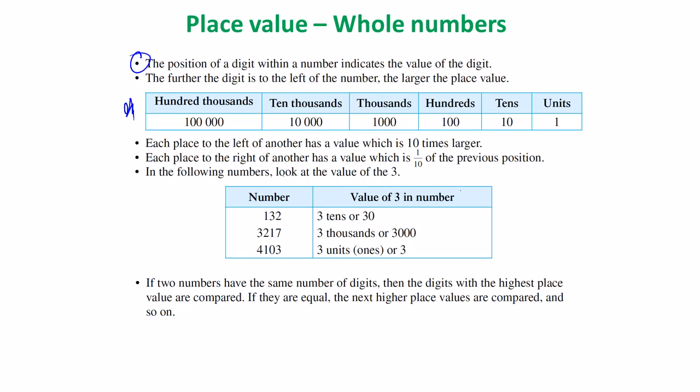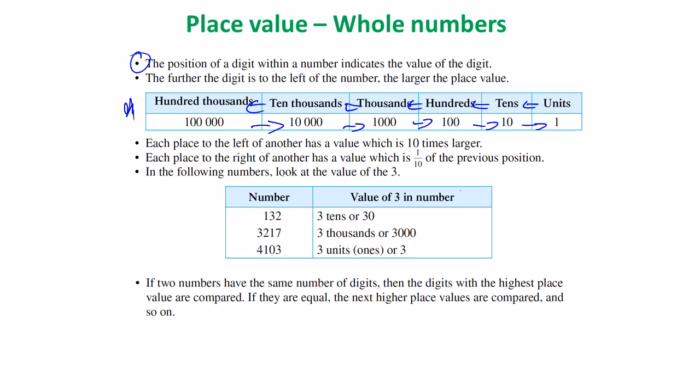And what we see is as we go to the left, we multiply by 10 each time. As we come back, we divide by 10 each time. That is important when we come up to decimals, which we'll do very soon.